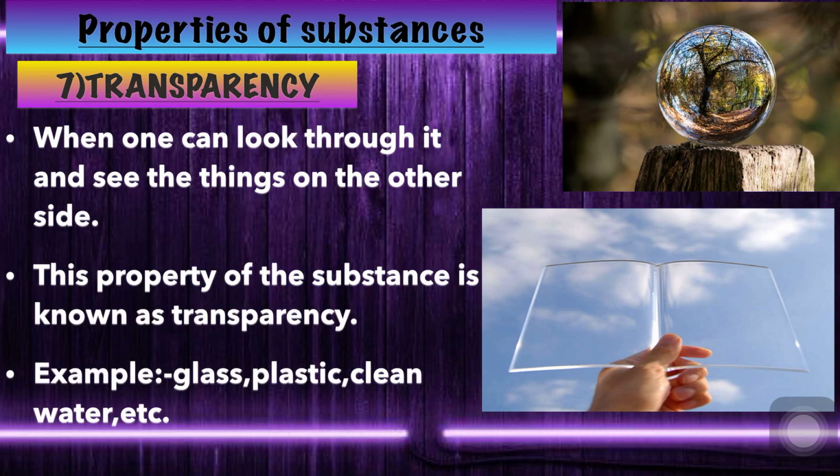Okay, next, transparency. Students, when we can look through a substance and see things on the other side, then that substance is said to be transparent. This property of substance is called transparency. Glass, some types of plastic, clean water and air are transparent substances.